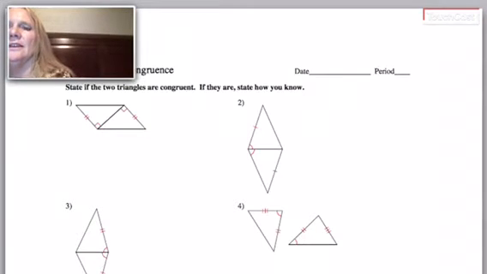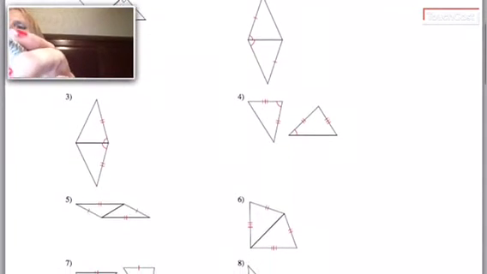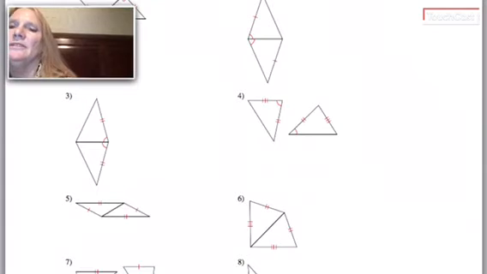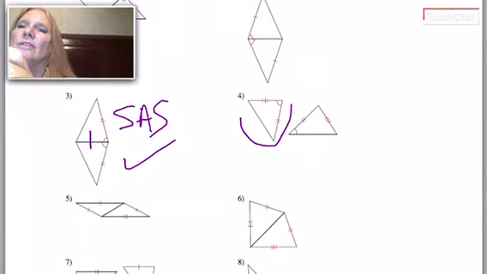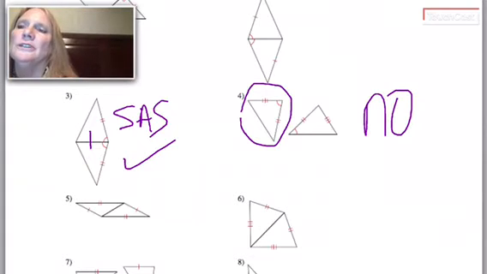Alright, let's slide up just a little and let's look at the next one. So in number 3, I have a side and an angle. Well, I can mark this side because it's the same side in both. And here I have side, angle, side. So yes, those are congruent. What about 4? In this one here, I have side, angle, side, but in this one here, I have angle, side, side. So no, not congruent.